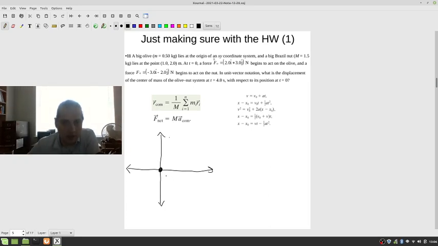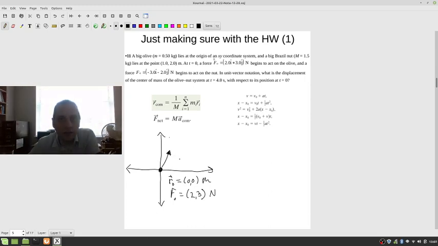So there it is. X of big olive equals 0, 0. Or let me call that R. R of olive equals 0, 0, and F on that olive equals 2, 3 newtons. So this is meters, this is newtons. And so it's getting pulled on in basically that direction.